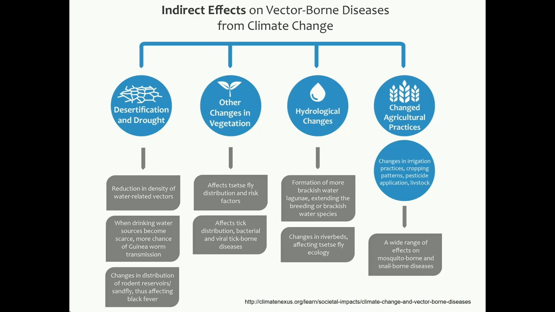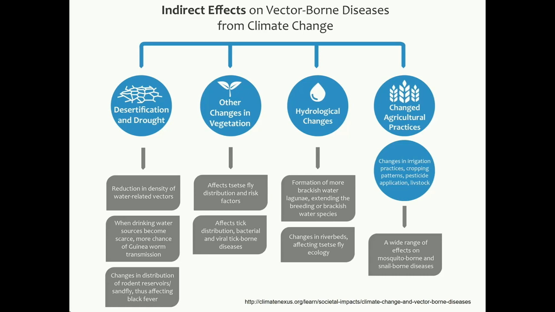And climate change affects tick distribution. Bacterial and viral tick-borne diseases are spreading. The formation of more brackish water lagoon, extending the breeding of brackish water species, especially the mosquitoes. There are changes in riverbeds affecting the tsetse fly. Again, it affects the ecology.